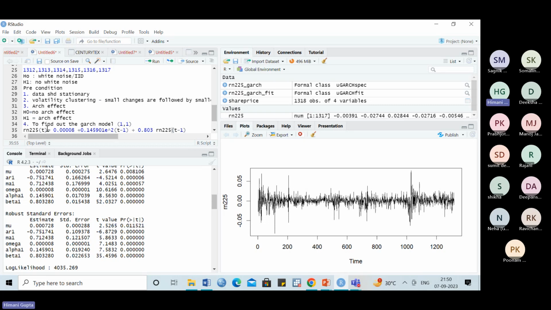That means today's volatility is depending on some drift, some constant, plus 0.14901 times the lag 1 error term, plus 0.803 times the previous day volatility. Okay, now what do you mean by alpha 1? It's clear that alpha 1 will be teaching you whether there is volatility in your model or not. So since alpha is 0.145, I can say there is volatility. There are some changes in my error term.